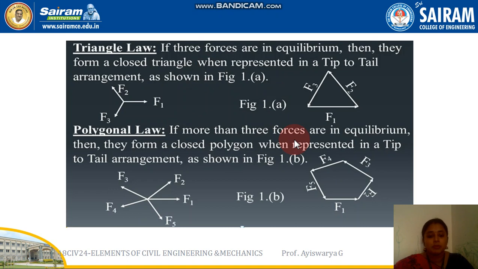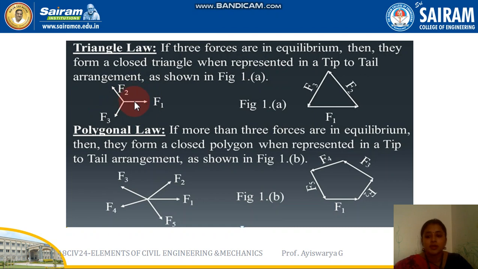We have seen the two forces theorem in the previous video, and now we are going to see the triangle law and the polygonal law. Triangle law means if there are three forces acting at a certain point and those three forces are in equilibrium, you can make a single closed triangle.